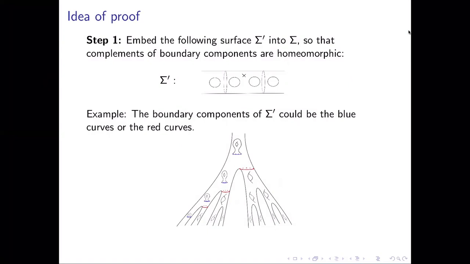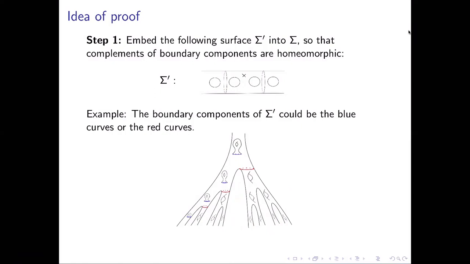All kinds of things are happening back there, but we don't care about it. So that's one possibility. Another possibility is that the simple closed curves, these boundary components, are the red curves here. In this case, if you take a look, what the red curves cut off are these subtrees of the blooming Cantor tree. And those are homeomorphic. Those subtrees are all homeomorphic because of the structure of this Cantor tree.